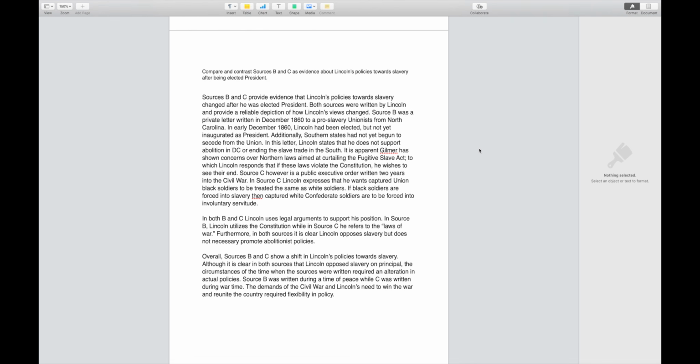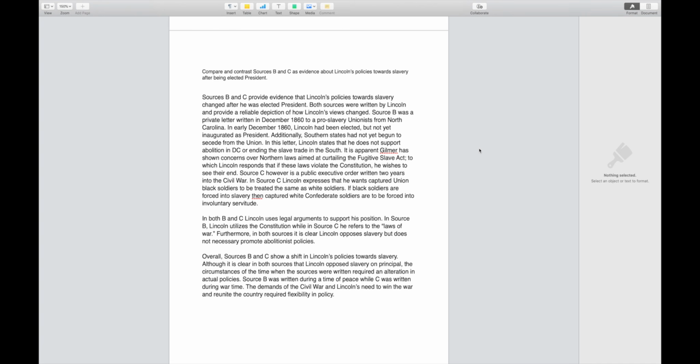Okay, so some of the things you can see I did here. I provided direct evidence from the sources in both cases. I supported my statement when I said Lincoln felt a certain way. I backed it up with direct evidence from the sources while not giving a direct rehash of each one of the sources.